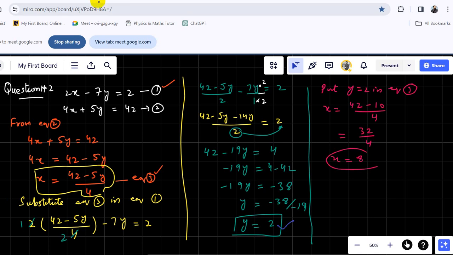Okay, so you checked it. In the past paper, they do not mention to solve it using the elimination method or the substitution method, so you can apply any of them.